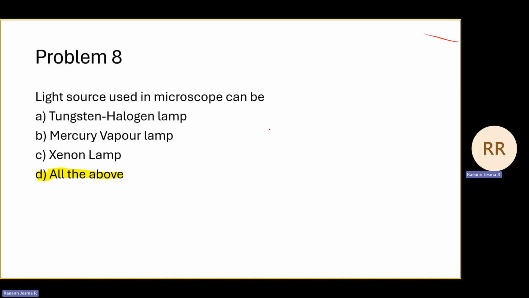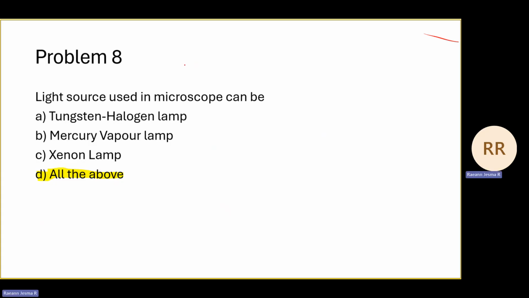So the lamp assembly setup will have a large number of heat sinks in order to dissipate the heat. Later, there were also microscopes that used incandescent lamps, incandescent tungsten-based lamps.